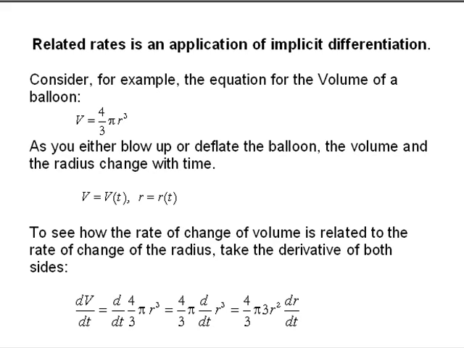Let me get the highlighter here. Okay, and the volume and radius are related by this equation. So to find out how they're related with time, take the time derivative of both sides of the equation. So here we're going to take dV/dt, and on the other side we take d/dt of 4/3 pi r cubed, and this is what we get.